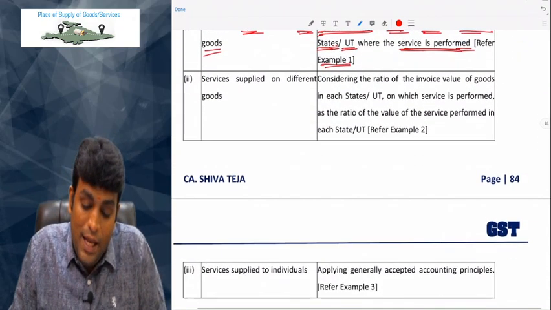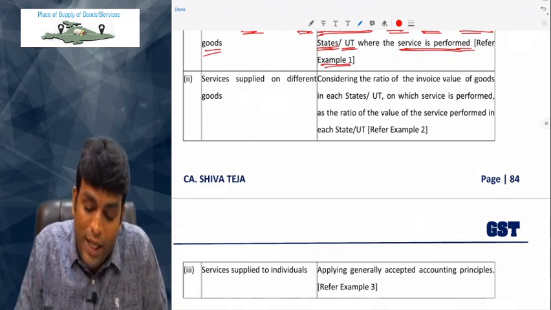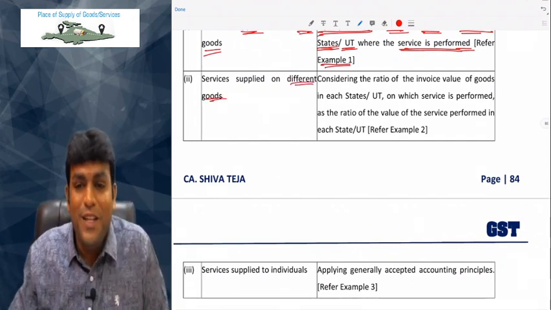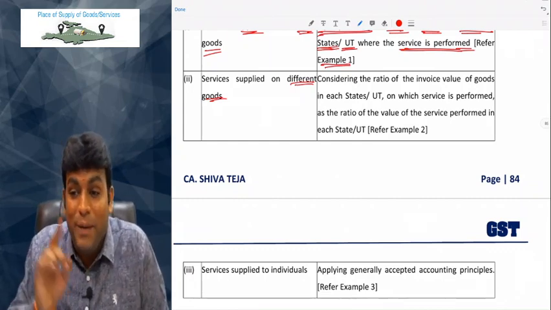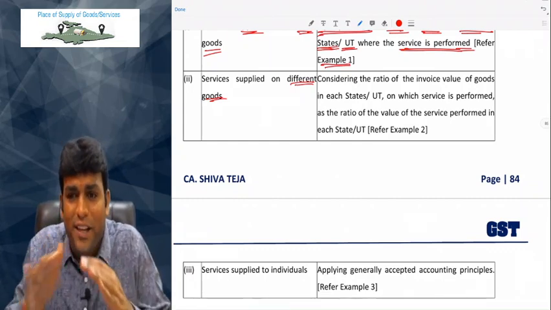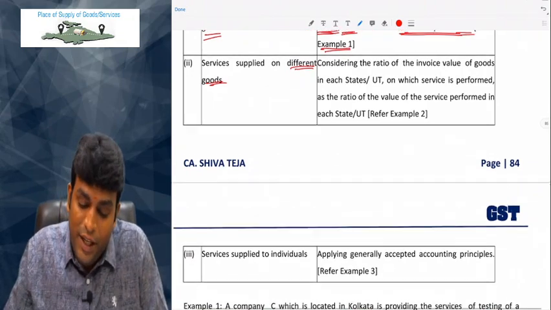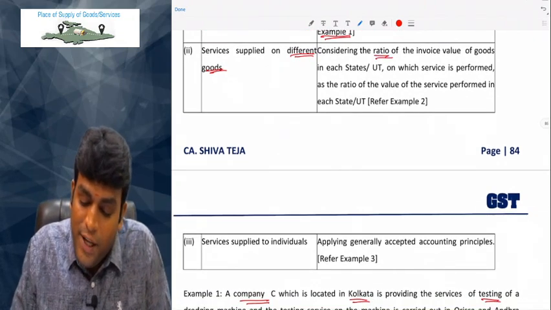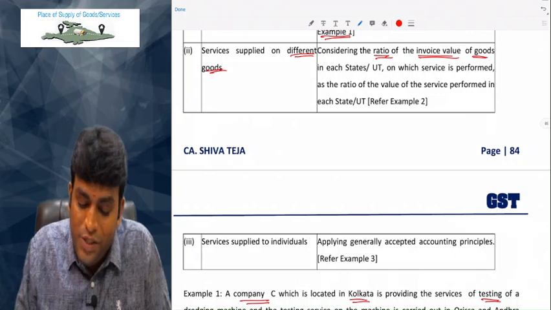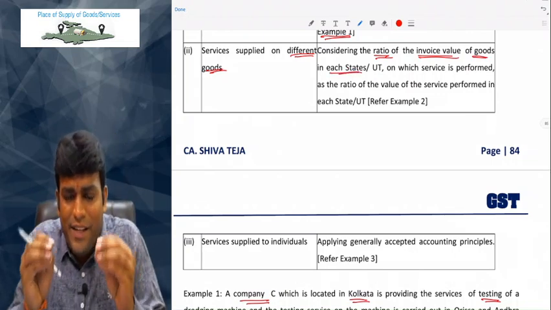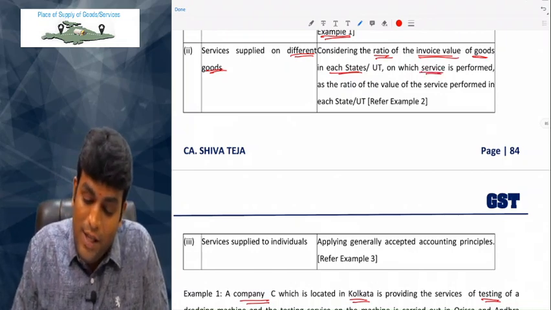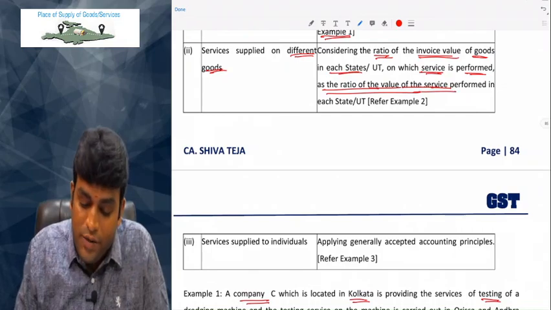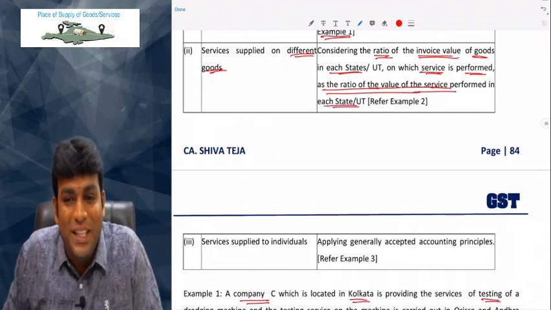Next point. Services supplied on what goods, sir? Different goods. So previous point was service supplied on the same goods, then we divided them equally. If it is on different goods, considering the ratio of invoice value of the goods, we will divide the service value in the ratio of value of the goods on which service is performed, as the ratio of value of service performed in each state or UT.